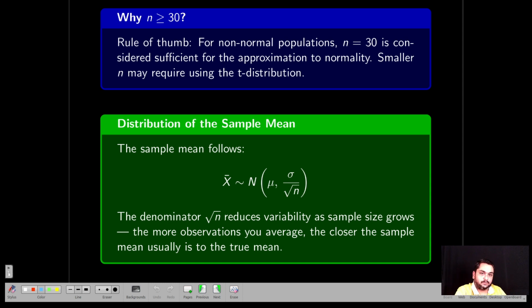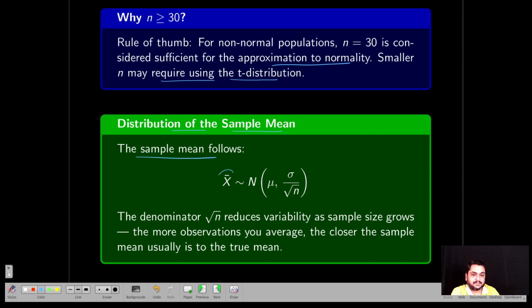Now, why n is greater than or equal to 30? For non-normal populations, n equal to 30 is considered sufficient for the approximation to normality. Smaller n may require using the t distribution. As I said, it is statistically proven. Now, how will we see the distribution of the sample mean? The central limit theorem.